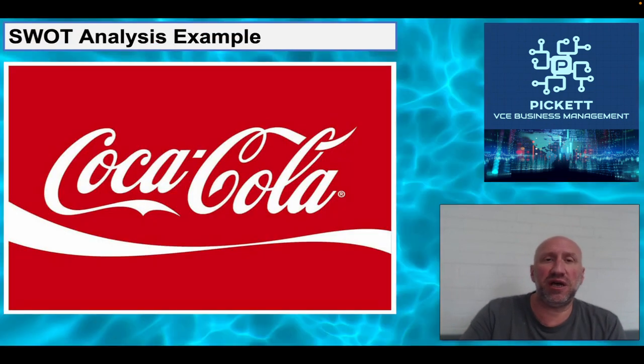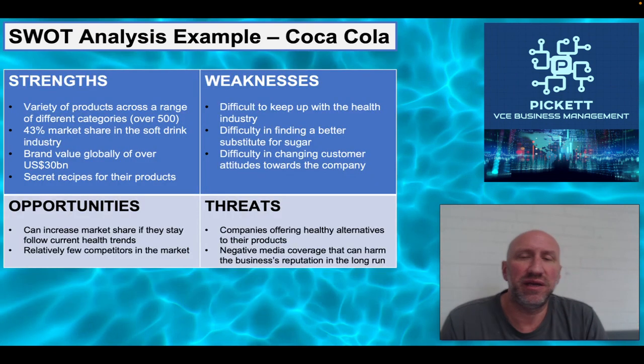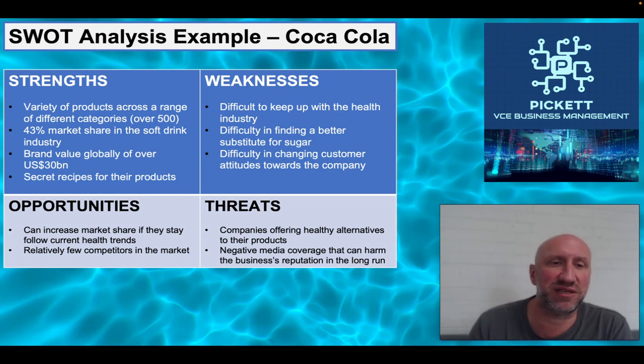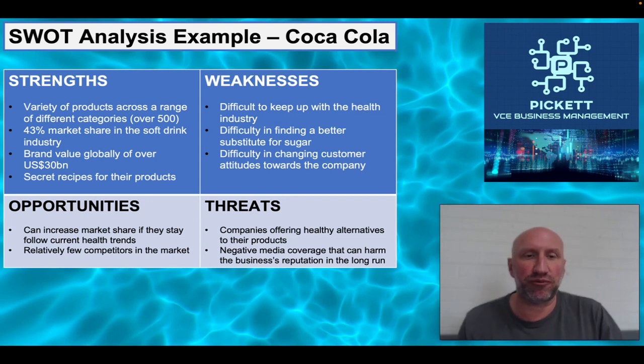Look, just a couple of examples of SWOT analysis, just to put some reality around that. Okay, so Coca-Cola. This is a real basic SWOT analysis that has been done. If you look at the strengths of Coca-Cola as a business, they have a variety of products across a range of different categories, over 500. They have a 43% market share in the soft drink industry, so they're absolutely a market leader. That's a strength. A brand value globally of over $30 billion, a huge strength. Secret recipes for their products.